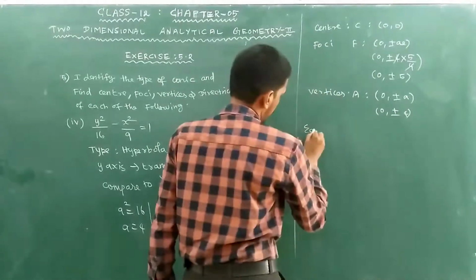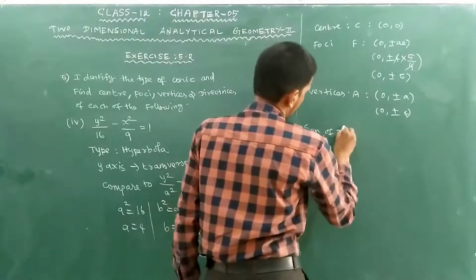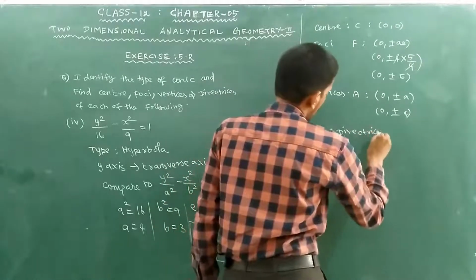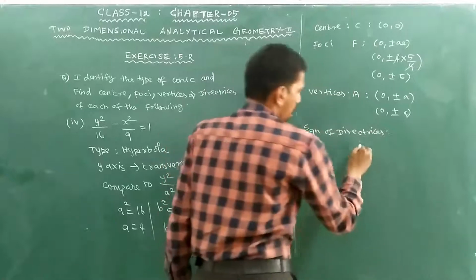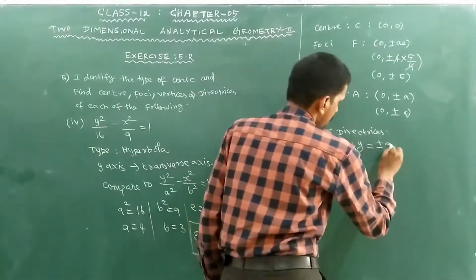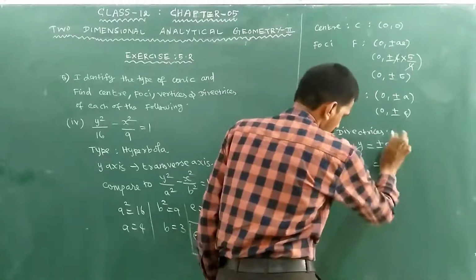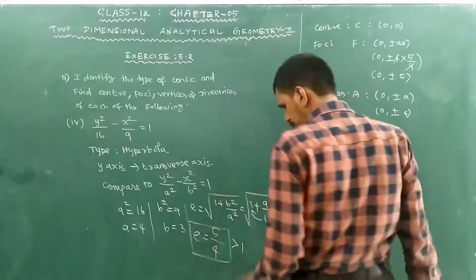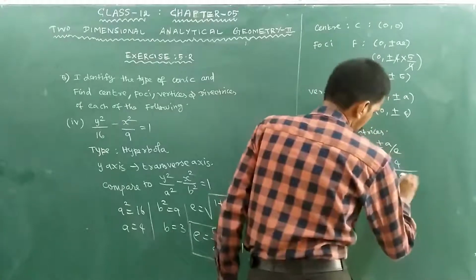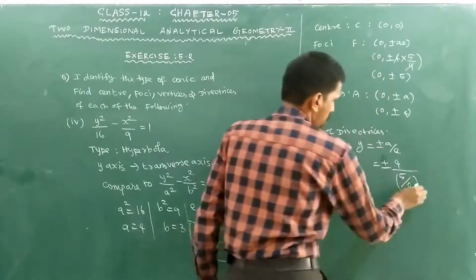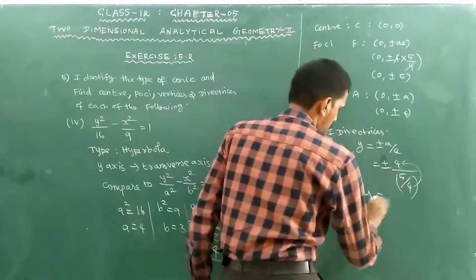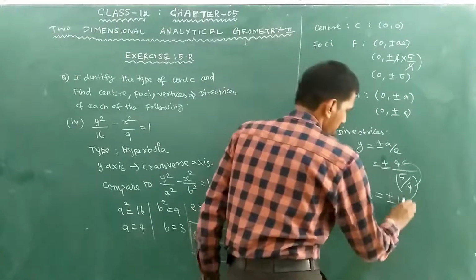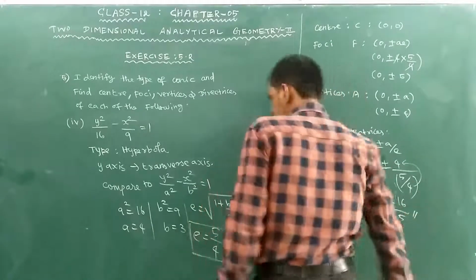The equation of the directrix is y equal to plus or minus a by e. A is 4, divided by e, which is 5 by 4. So take the reciprocal: 4 into 4 is 16. So y equals plus or minus 16 divided by 5. That's the result.